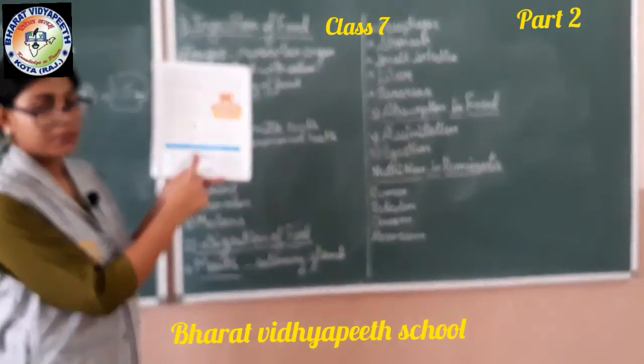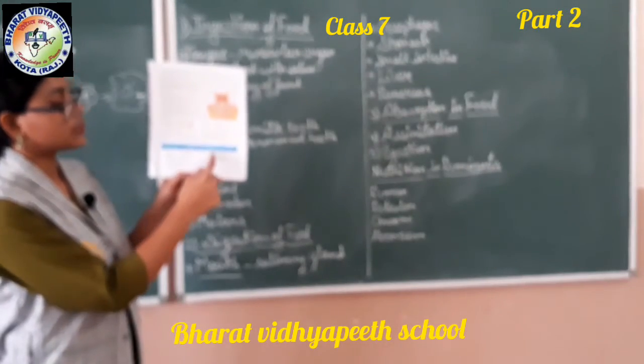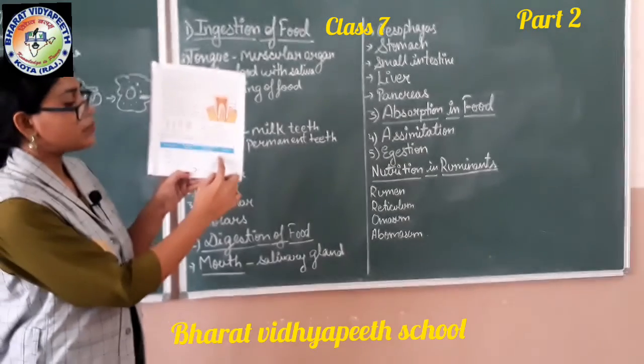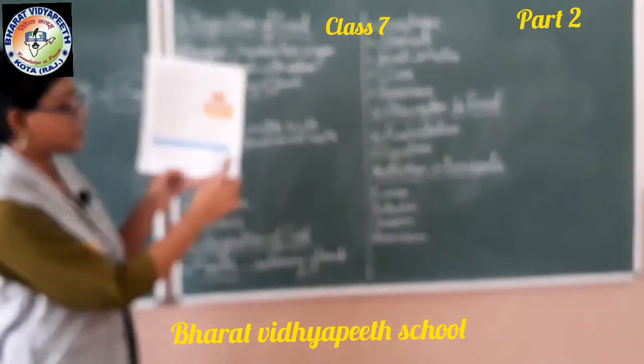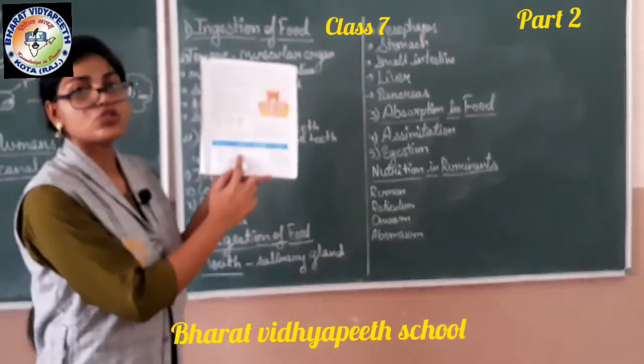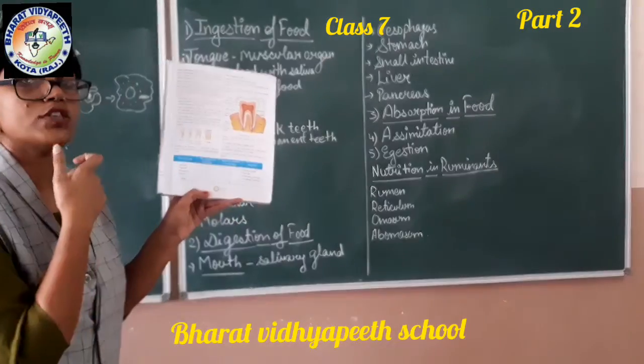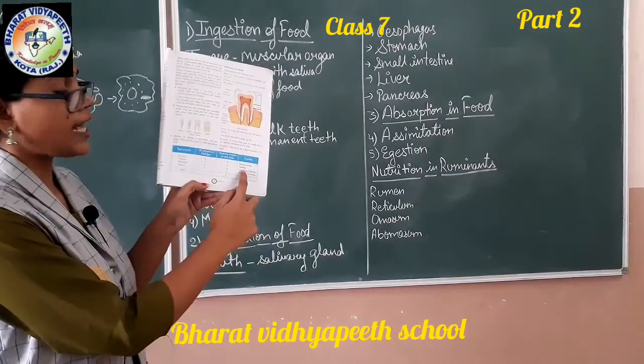Each jaw, lower and upper, consists of 4 incisors, which total 8. They help in biting or cutting. Second is the canine. Canines include 2 in the lower jaw and 2 in the upper jaw, 4 in total, and they help in tearing.